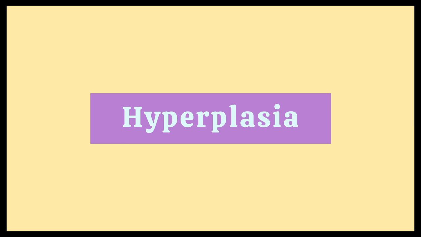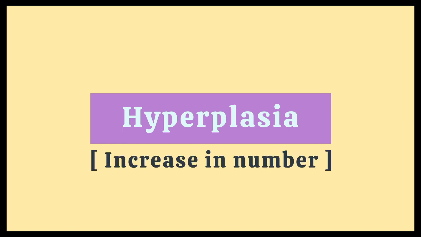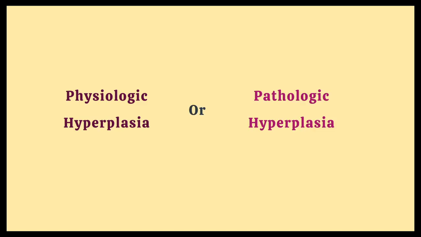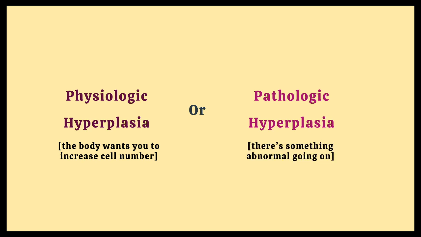Hyperplasia, which means increasing its number, can be physiologic or pathologic. Physiologic means that it's part of nature's plan. Pathologic means something has gone wrong. It's not what it was intended to do in the first place.